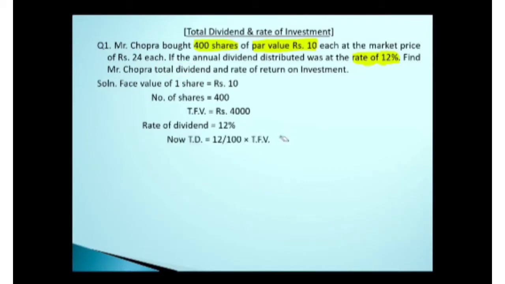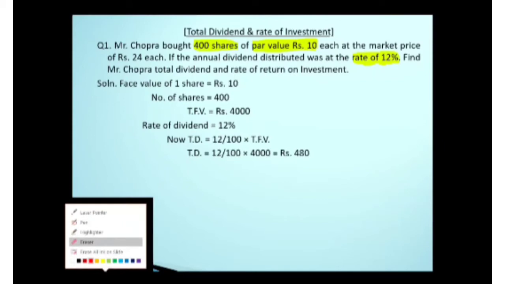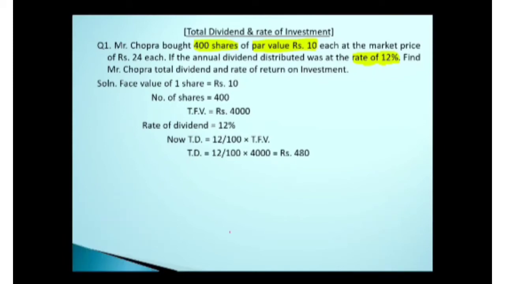So this total dividend is given by 12 upon 100 into total face value, and you know the value of total face value that was 4,000. Yes, so I also got the answer of total dividend here as rupees 480. That is what many of you are getting. So up till now we got only one part of the problem, that is total dividend. Now we will move ahead and see what else is given.